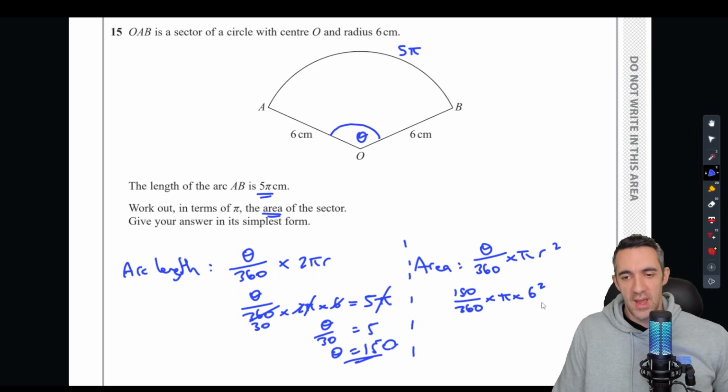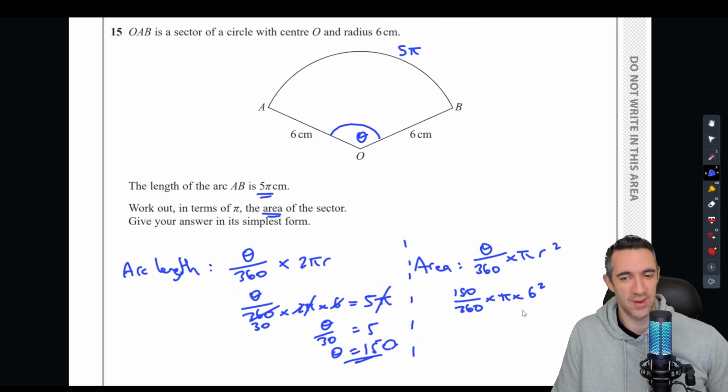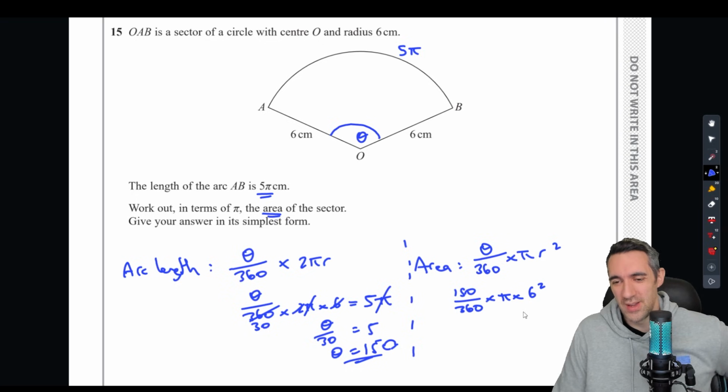where could we go wrong here? Because this is quite an easy one. This works out. Look, this 6 squared is 36, and that divides with the 360 to make 10, and then the 10 divides by the 150 to make 15. So it's quite straightforward. So I don't know, what could we do?